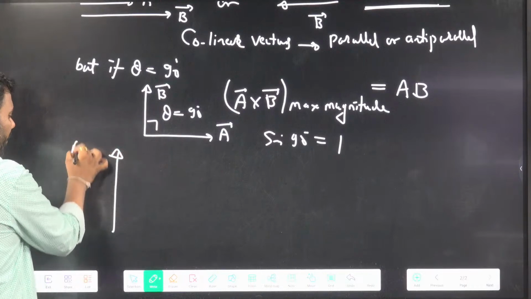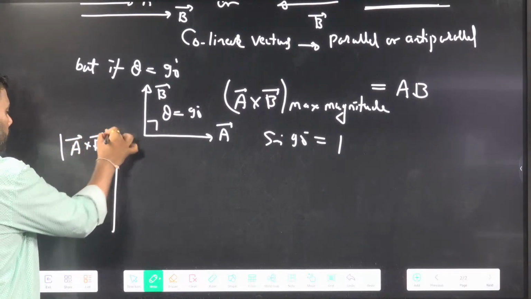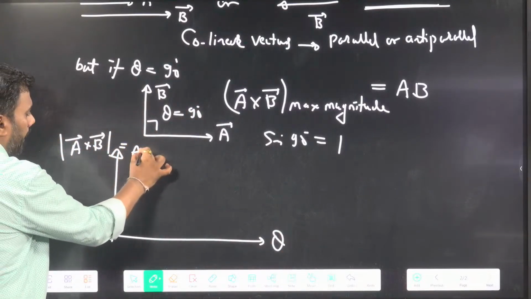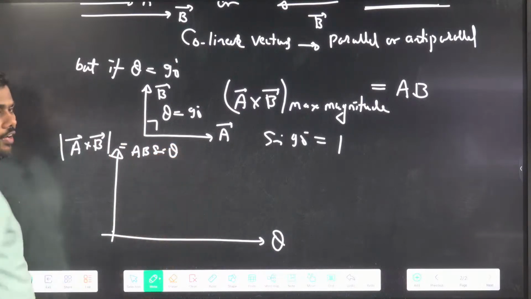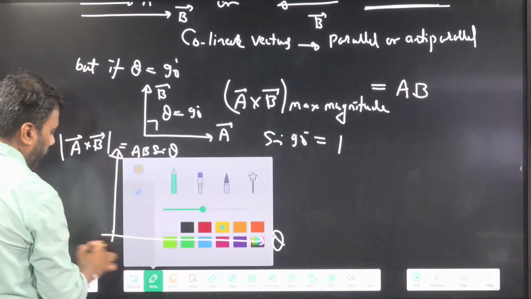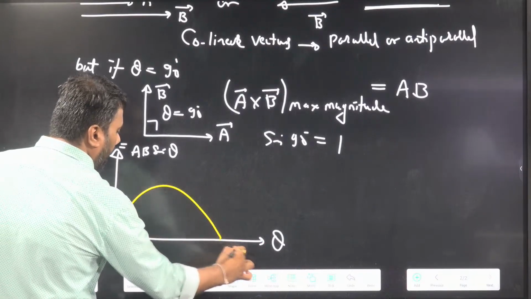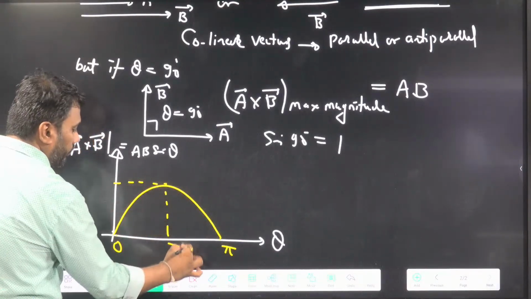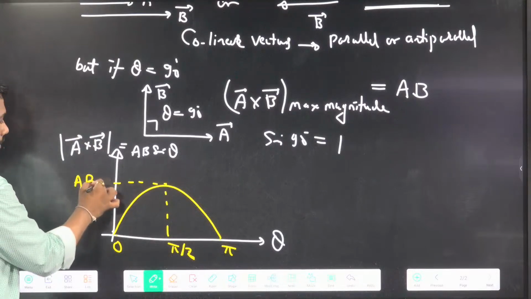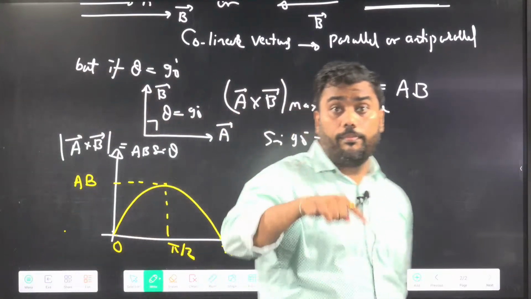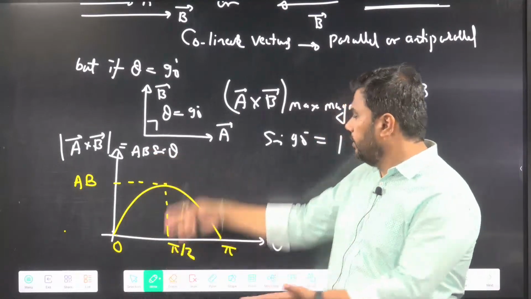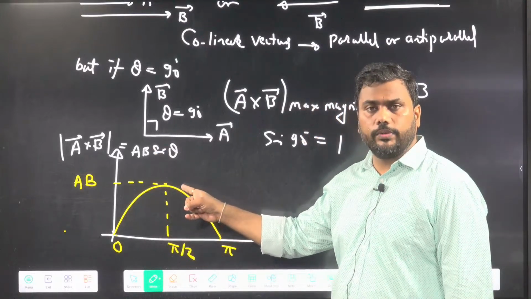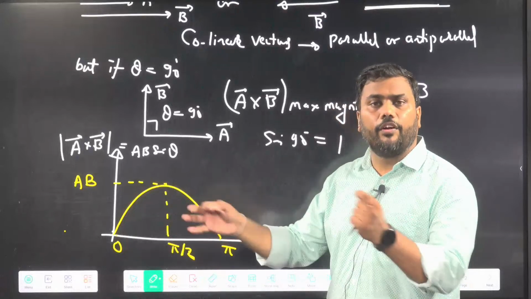If you draw the graph of the magnitude of A cross B with theta, since the magnitude is AB sin theta, you will get a graph of sin theta only. For pi it is 0, for 0 it is 0, and for pi by 2 it is maximum, equal to AB. For 90, the magnitude of A cross B is maximum. For 0 and 180, the magnitude of A cross B is 0.